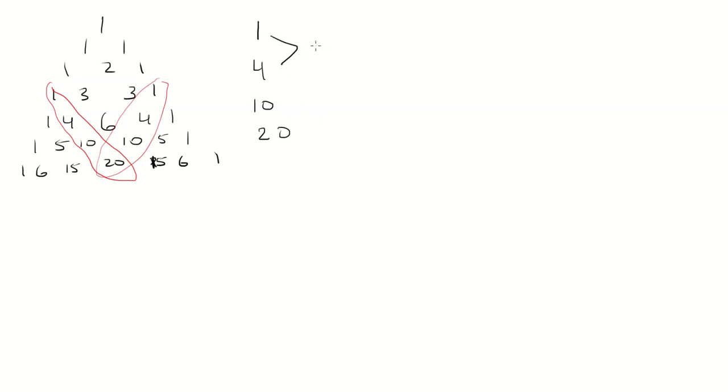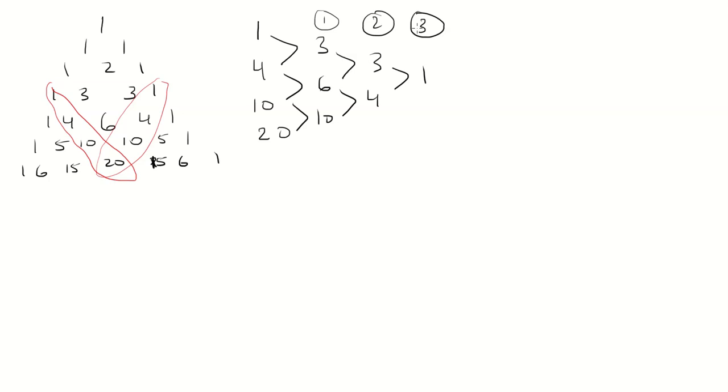Now, the differences between the terms are 3, then 6, then 10, and then 3, 4, and then 1. So there's 3 differences we have to go to in order for it all to be the same, which means that this is going to be a cubic formula, or cubic polynomial.